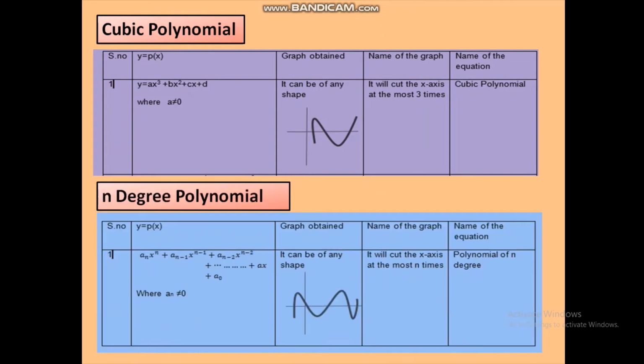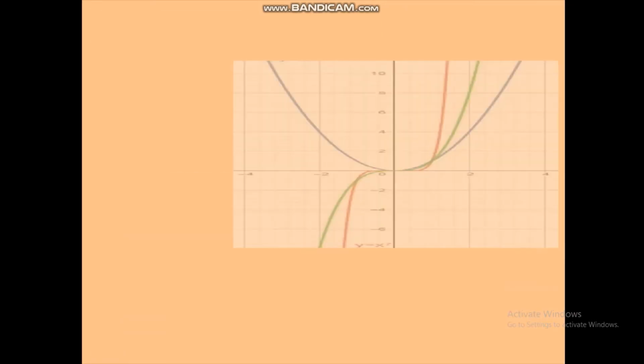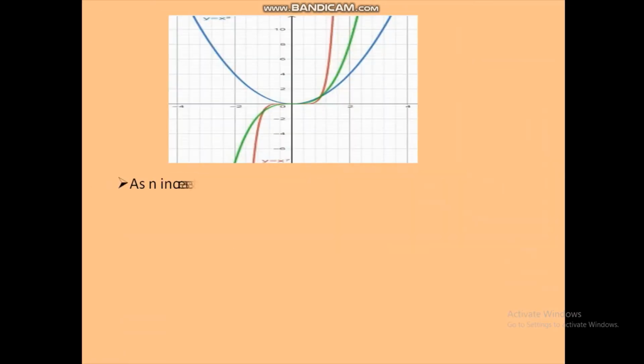Okay, now if we talk about any polynomial of degree n, the graphical representation of any polynomial of degree n can be of any shape with a combination of a number of parabolas which will intersect the x-axis at the most n times. Okay, and the number of zeros should be n. So here are the facts about graphical representation of polynomials.